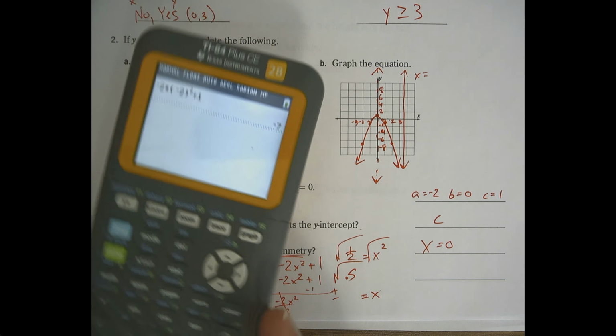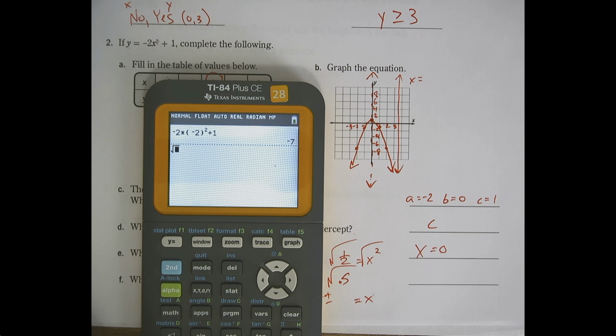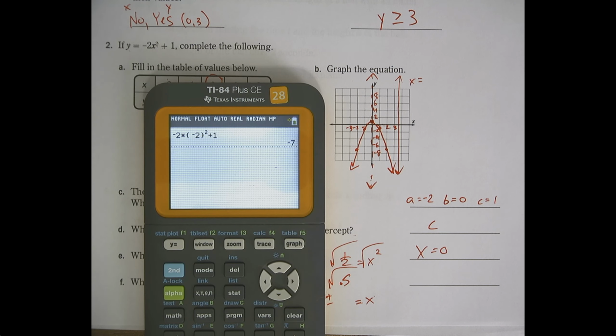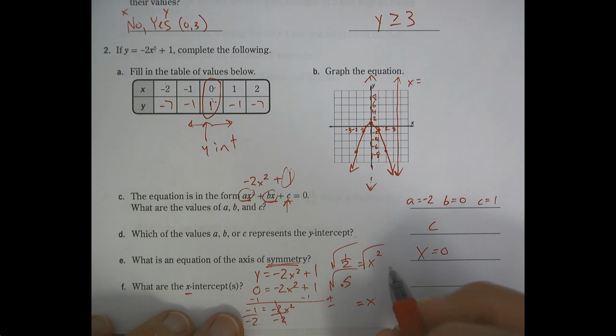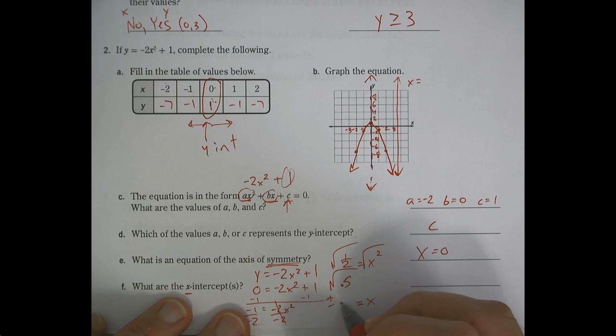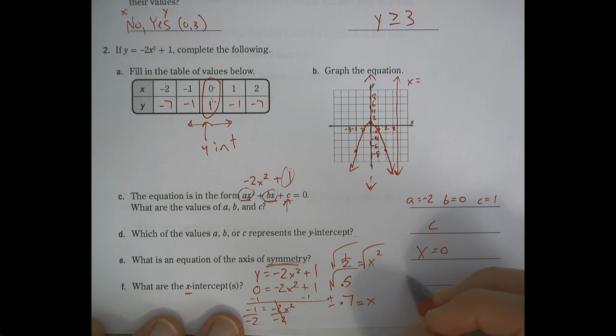And so I need to square root 0.5, or you could put the fraction in. And I get this. We're going to round it. We're just going to call that 0.7. So the x-intercepts are going to be positive and negative 0.7. If you're going to give the coordinates, remember these are the x values. So it would be negative 0.7, and what's the y? 0.